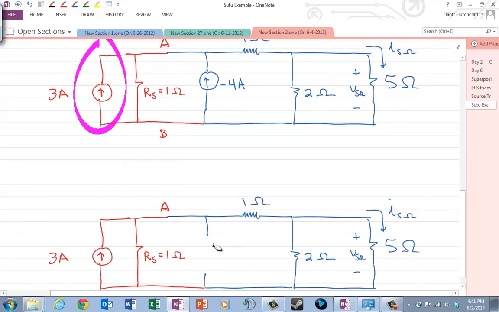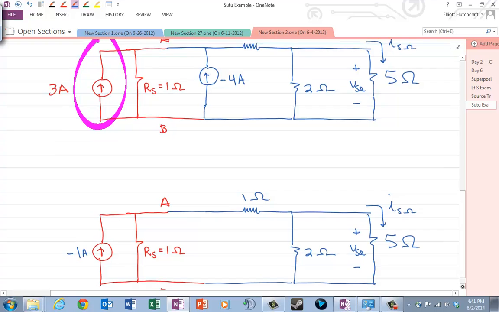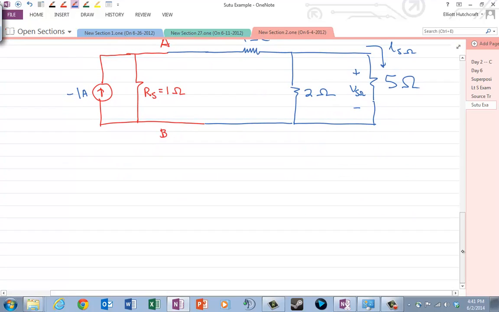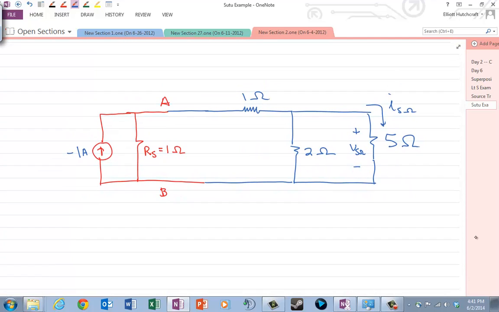is going to be, take this out, 3 amp minus 4 amp, or minus 1 amp. Okay. So again, I haven't written any equations yet, none at all. And so now I'm going to the next step.